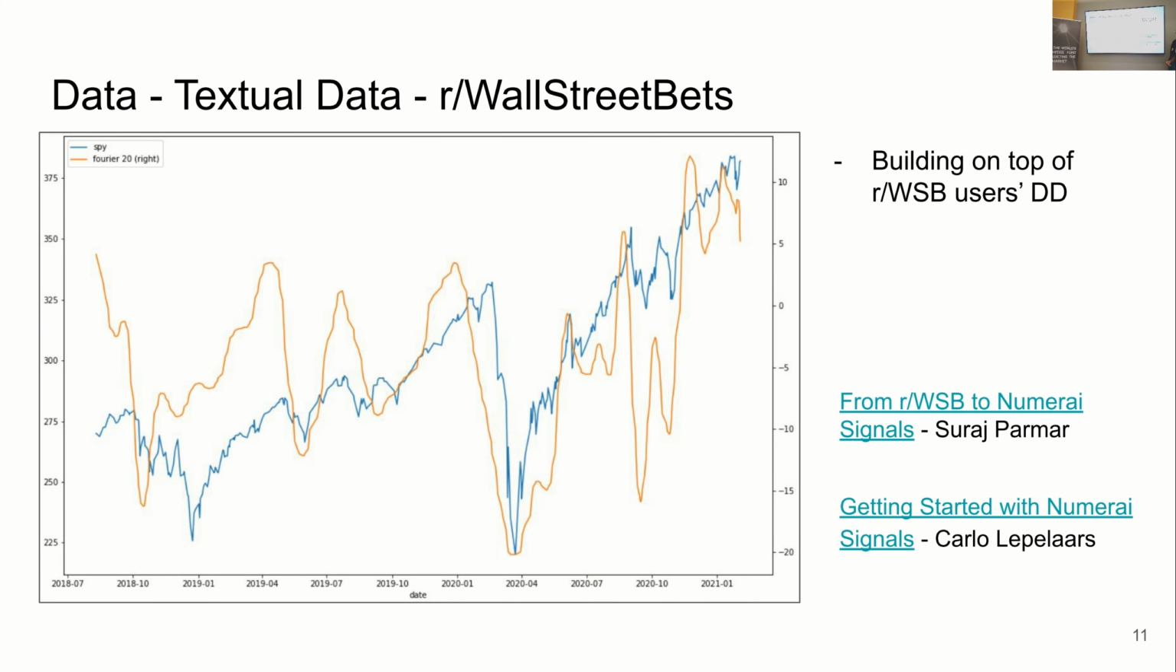Here's how I experimented with Wall Street Bets data, and this is how it looks. This is the SPY and the Fourier transform of these sentiments. You can find more on these two notebooks, by Carlos and Owen, and here's mine.